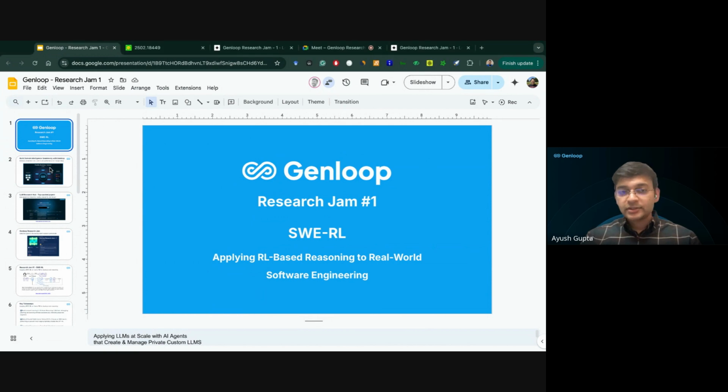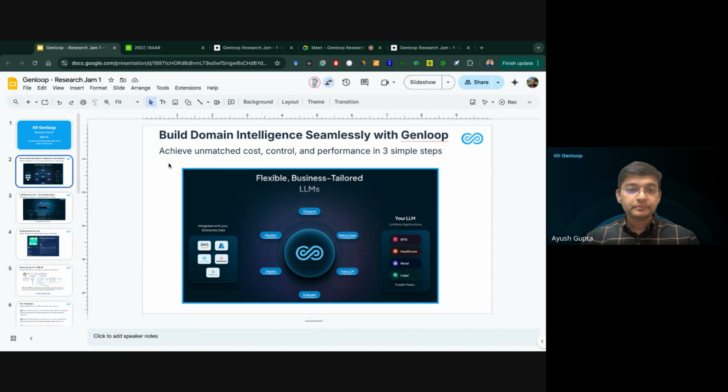So, quick thing, just setting up the context for this research jam. We are building Genloop. We help enterprises build domain intelligence seamlessly in a three-step process. We integrate with their enterprise data, automate the entire LLM development cycle, which is about integrating with that data, refining that, training and evaluating multiple models, monitoring those models, and the biggest asset is continuous learning that we have added to our framework.